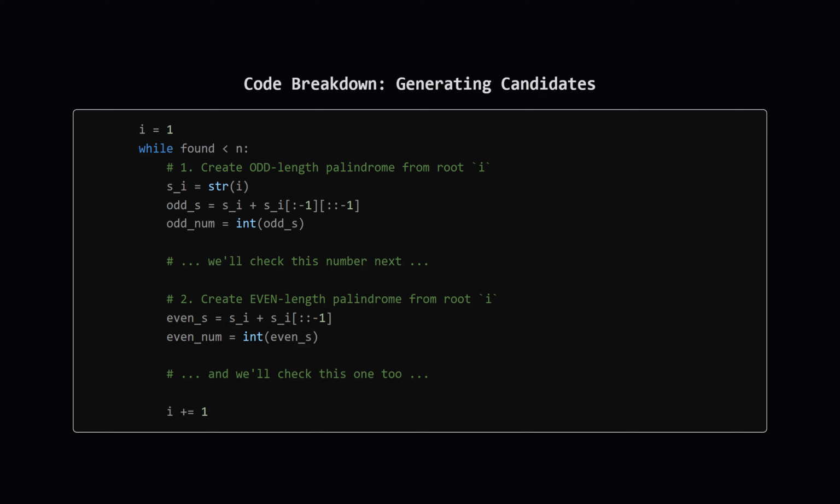This is the heart of our solution. We have a loop that keeps going until we've found the n numbers we need. Inside we have our root number, which we call I, that starts at 1 and goes up. In each pass of the loop, we first create the odd-length palindrome from I. We convert I to a string, and then do that trick we talked about to build the palindrome. Then, we do the same thing to create the even-length palindrome from that same root I. So for each root number we're actually creating two candidates to test.